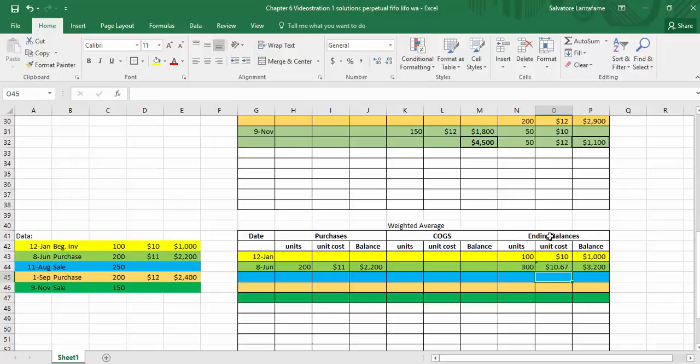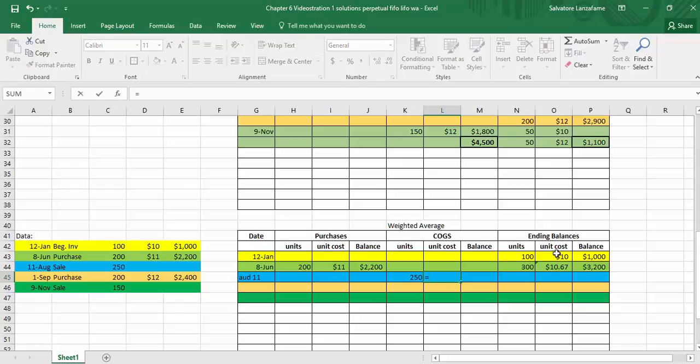Okay, so notice how our unit cost has increased. It was $10. Now each unit has an average cost of $10.67. Every time you purchase, this unit cost will change. So now we are selling. It's August 11th, and we are selling 250. How much are these 250 costing us?